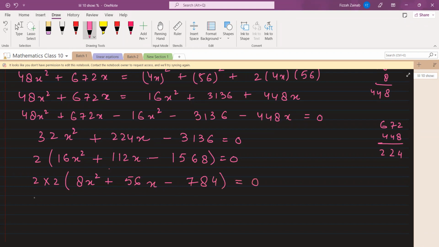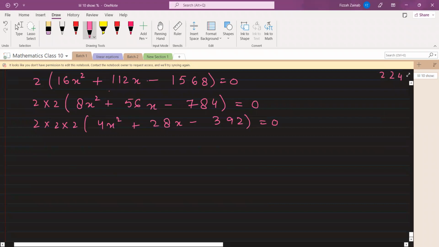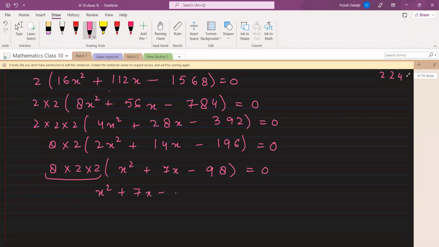Again, one more 2 you can take common. So 4x square plus 2 into 2 is 4, 16, so 28x minus 2 into 3, 9, 2. Is that okay? So 2 into 2, 4, 4 into 8. Now one more 2 you can take out common. So that becomes 2x square plus 14x minus 196. Now one more 2, you can take common. So that becomes x square plus 7x minus 2 into 9 is 18 and 16, so 2 into 8. Now this will go in the denominator and this will become 0. So x square plus 7x minus 98 is equal to 0. This is a quadratic equation you are getting, right?